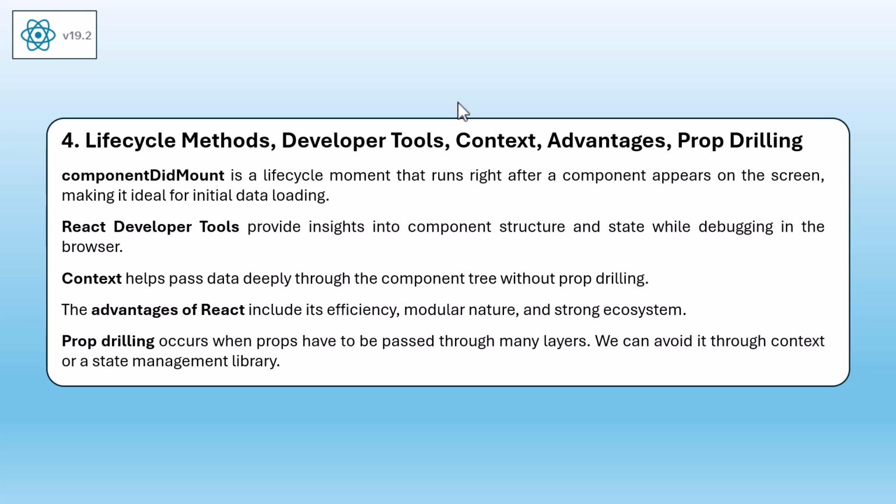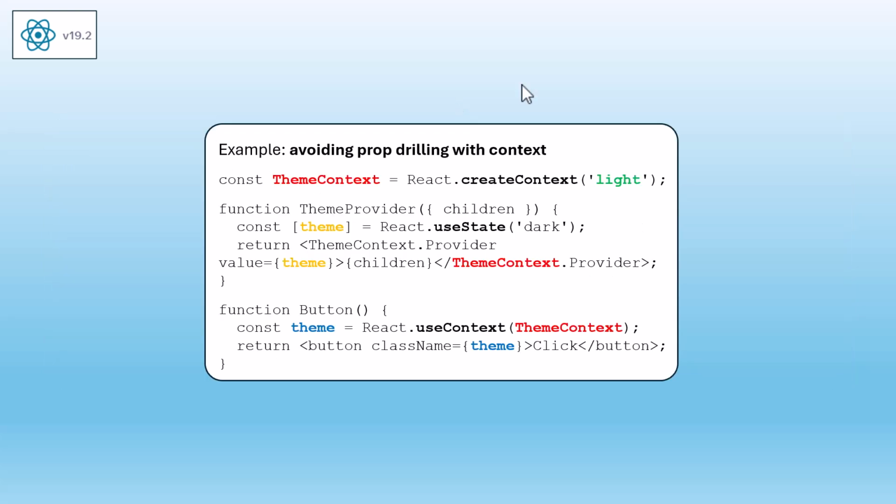componentDidMount is a lifecycle moment that runs right after a component appears on the screen, making it ideal for initial data loading. React developer tools provide insights into component structure and state while debugging in the browser. Context helps pass data deeply through the component tree without prop drilling. The advantages of React include its efficiency, modular nature, and strong ecosystem. Prop drilling occurs when props have to be passed through many layers. We can avoid it through context or a state management library.